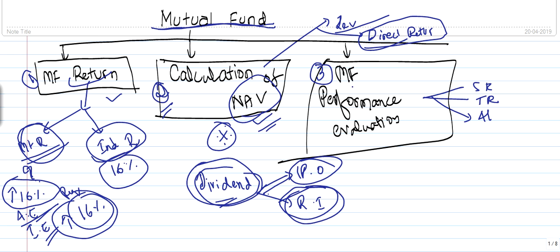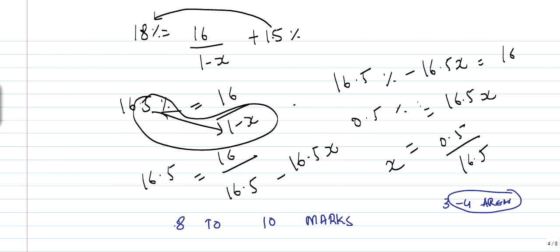The third part is mutual fund performance evaluation. In that we have Treynor's ratio, Sharpe ratio, alpha. So this is with regard to mutual fund in brief, but we will go through one by one. First concept, mutual fund return.